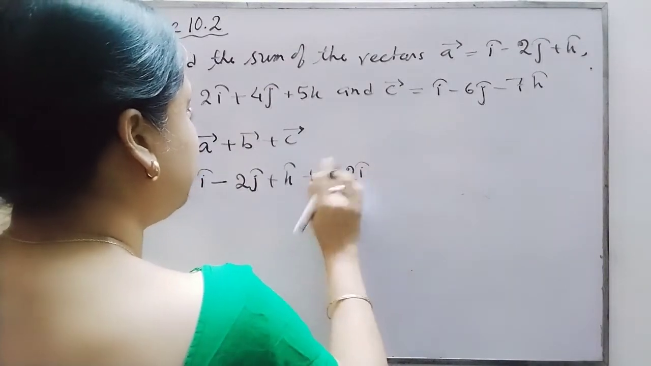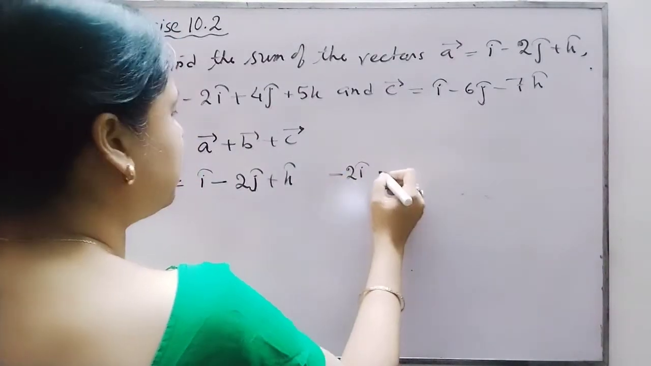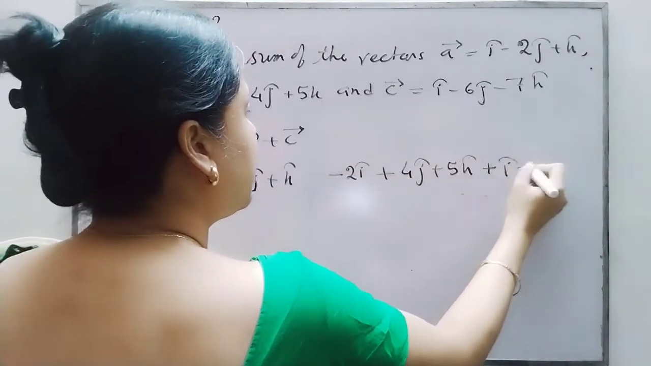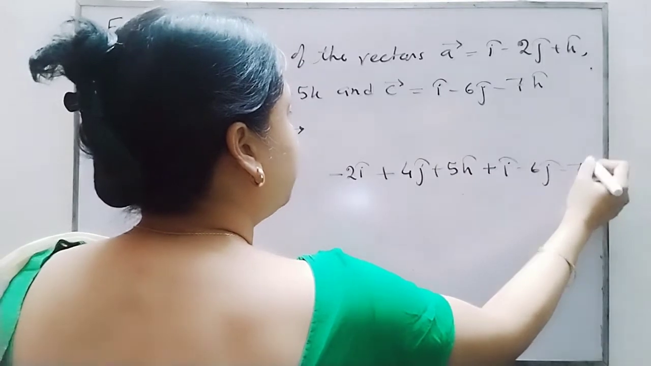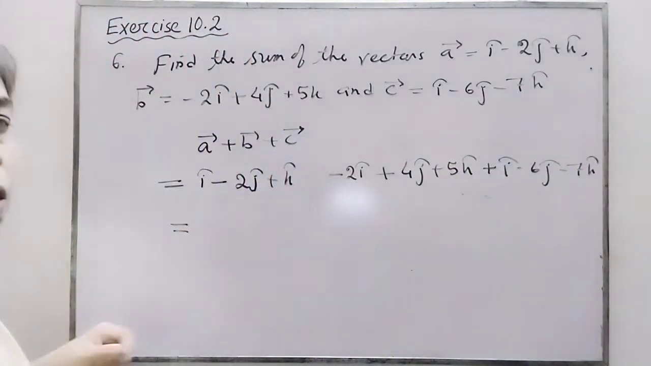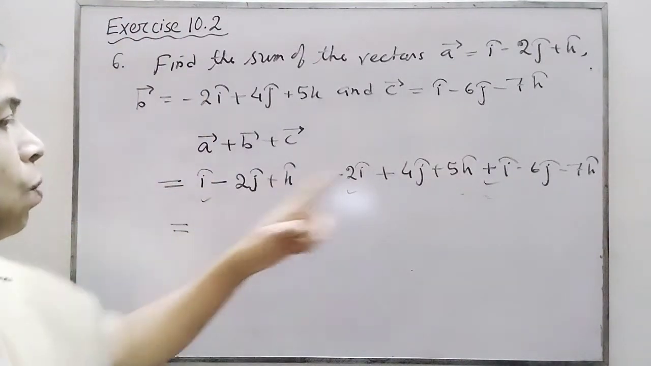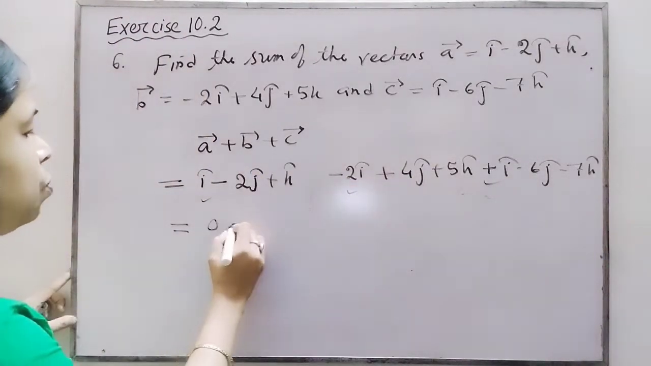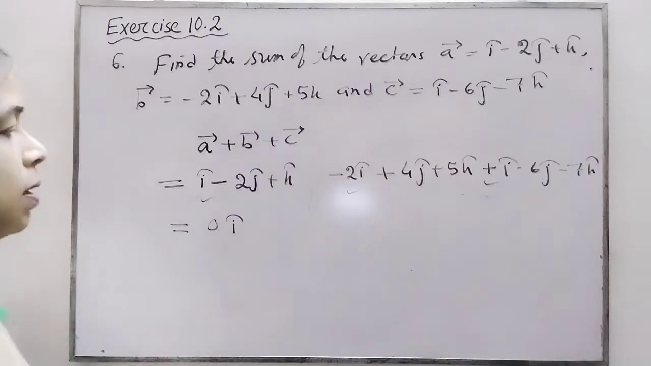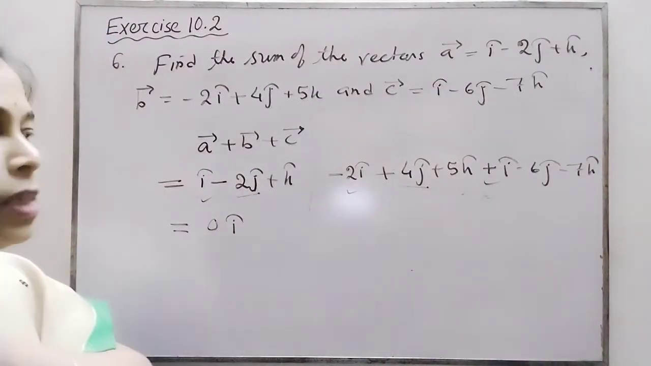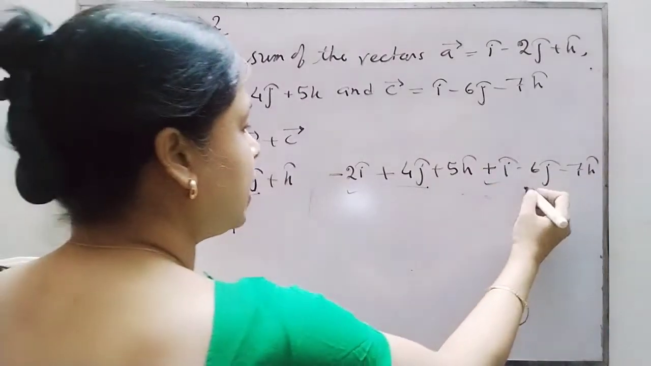Okay, I just make it minus. Okay, it will be sufficient because you know it. j cap plus 5k cap plus i cap minus 6j cap minus 7k cap. Add them. Component of i cap, you take together: 1 minus 2 plus 1, 1 plus 1 is 2, 2 minus 2 is 0, so 0 i cap. Minus 2j cap, this one, minus 2j cap plus 4j cap, it's plus 2j cap minus 6.